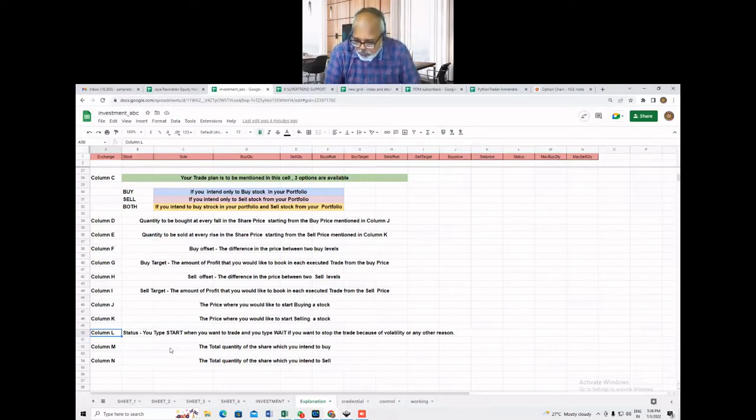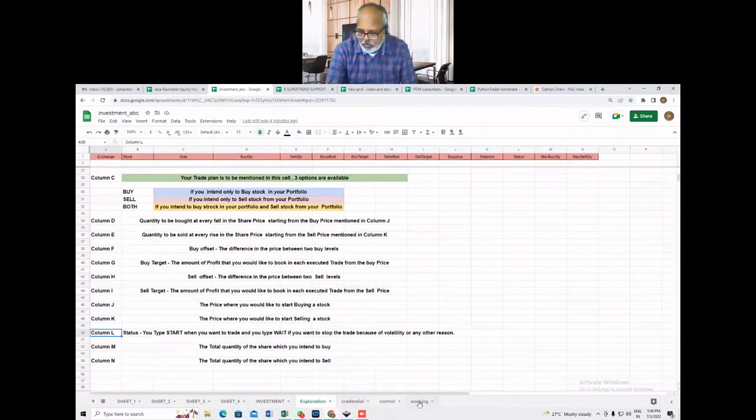Here, since it's an investment sheet, we do not have a start time or a stop time. So whenever the market opens, the trade will commence, and whenever the market closes, it will stop trading for you. So there is no start time and end time in this case.